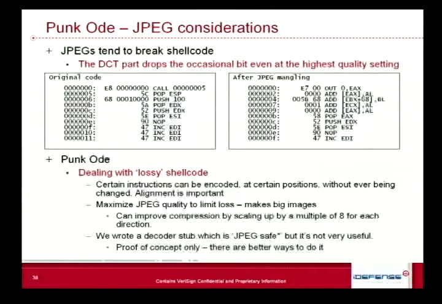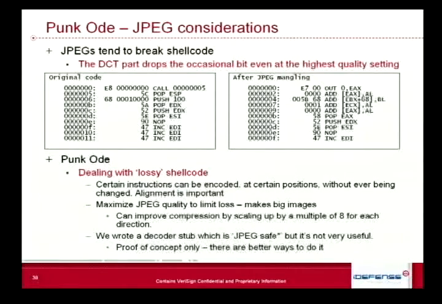If you look at the left thing there, that's the original code, and after you JPEG mangle it, you end up with what you got on the right, which isn't at all what you asked for. So trying to run that, it will just crash. There are certain instructions which you can encode at certain positions without them ever being changed, so aligning where you put it is important.